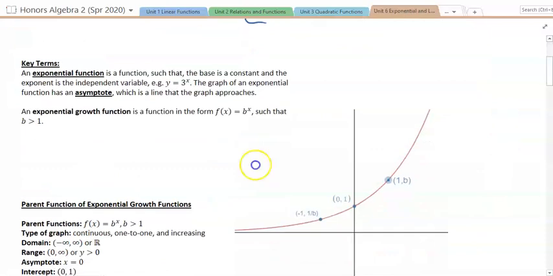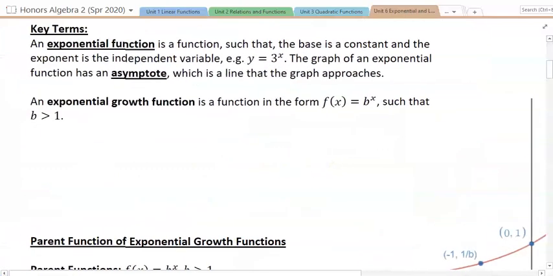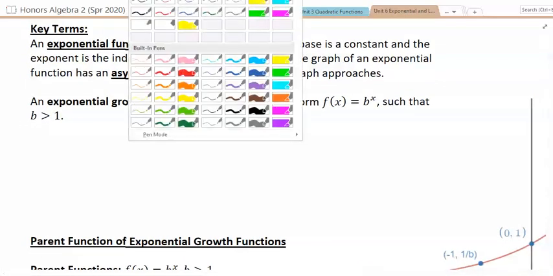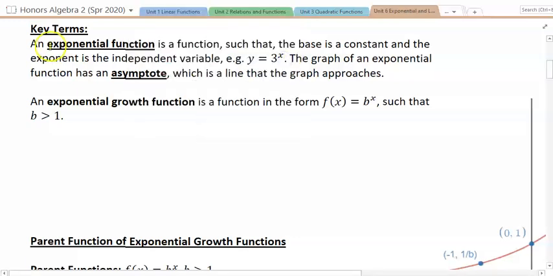So let's look at a couple of key terms first, a couple of things that you may have seen in Algebra 1, but just reiterating it here. Remember that an exponential function is any function where the base is the constant and the exponent is the independent variable. In this example, y equals 3 to the x power. This is an exponential function. We're used to power functions where the variable is the base and we have a power like squared or cubed for that exponent. Now, exponential functions are a little weird.